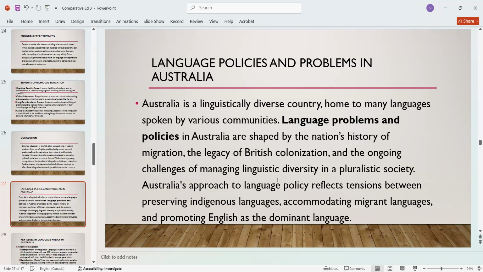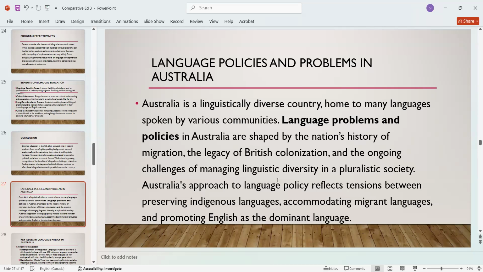So Australia, also like South Africa, that apartheid policy we learned, right? Australia was also that kind of a country earlier, right? But now Australia is a linguistically diverse country, home to many languages spoken by various communities. Language problems and policies in Australia are shaped by the nation's history of migration, the legacy of British colonization, and the ongoing challenges of managing linguistic diversity in a pluralistic society.